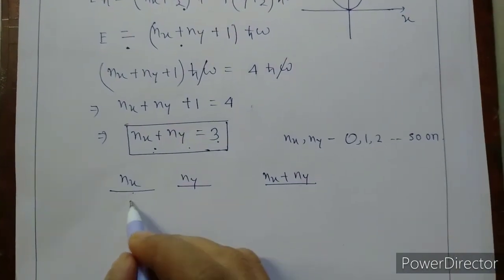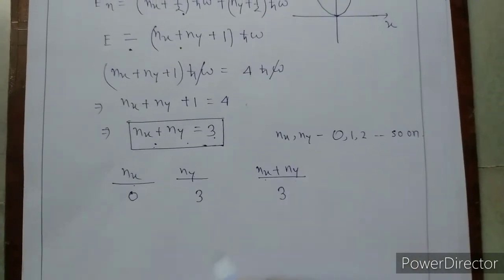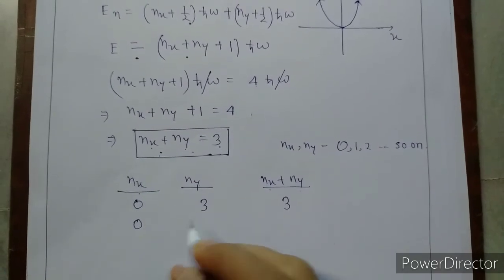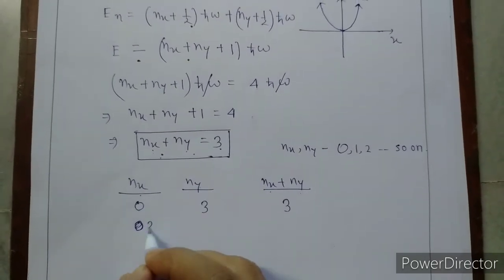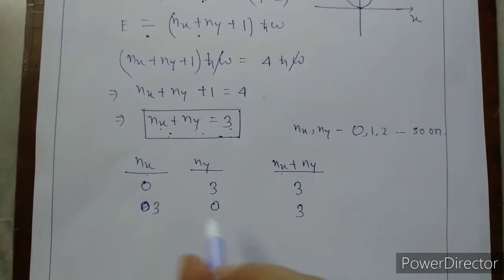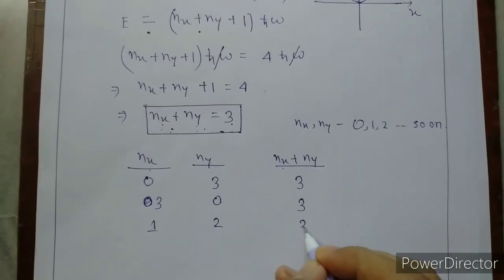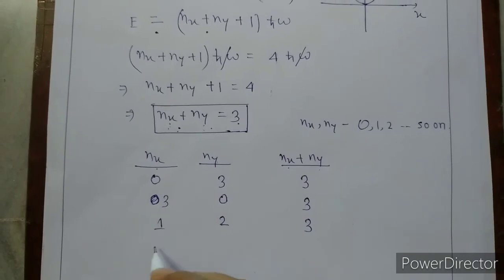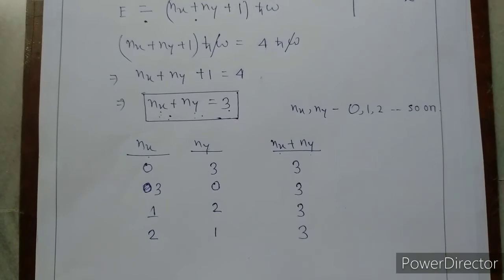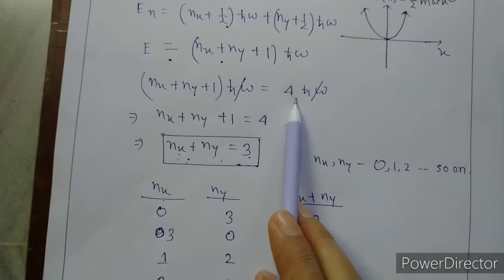So if nx equals 0 and ny equals 3, we get nx plus ny equals 3. Again ny equals 0 and nx equals 3, we get 3, and nx equals 1, ny equals 2, again we get 3. Similarly, nx equals 2 and ny equals 1, we get 3. In each case, the energy is 4 h cut omega.